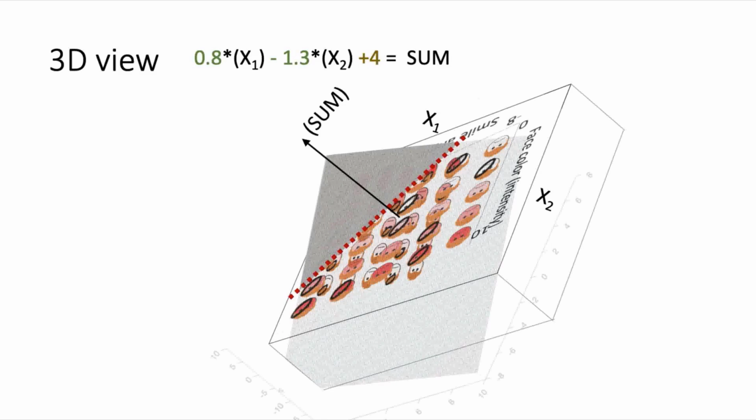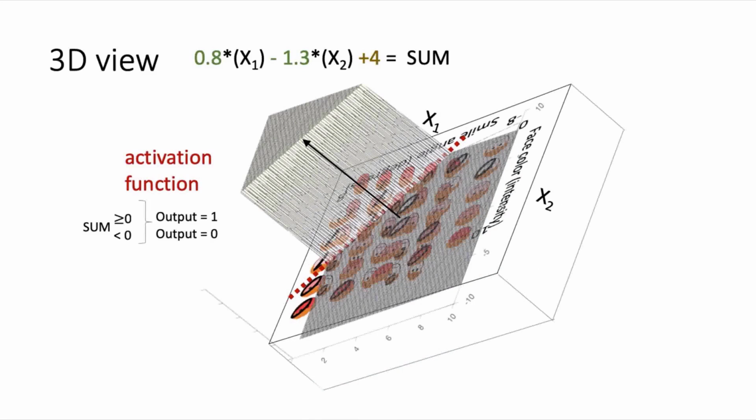Finally, we need to feed our sum through the activation function, which makes the negative values 0 and the positive values 1, and we can see the activation function being overlaid in 3D on top like this.